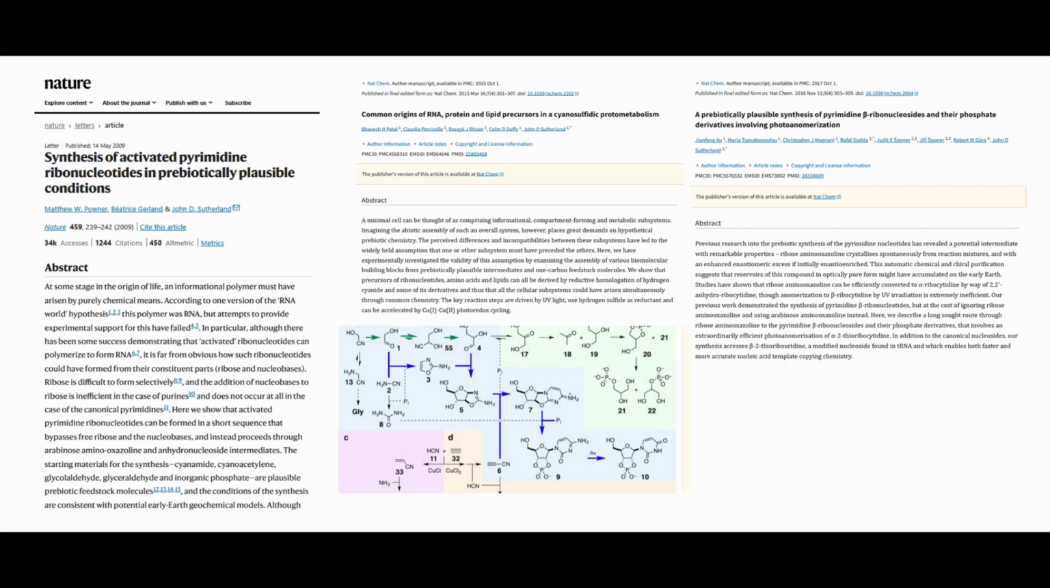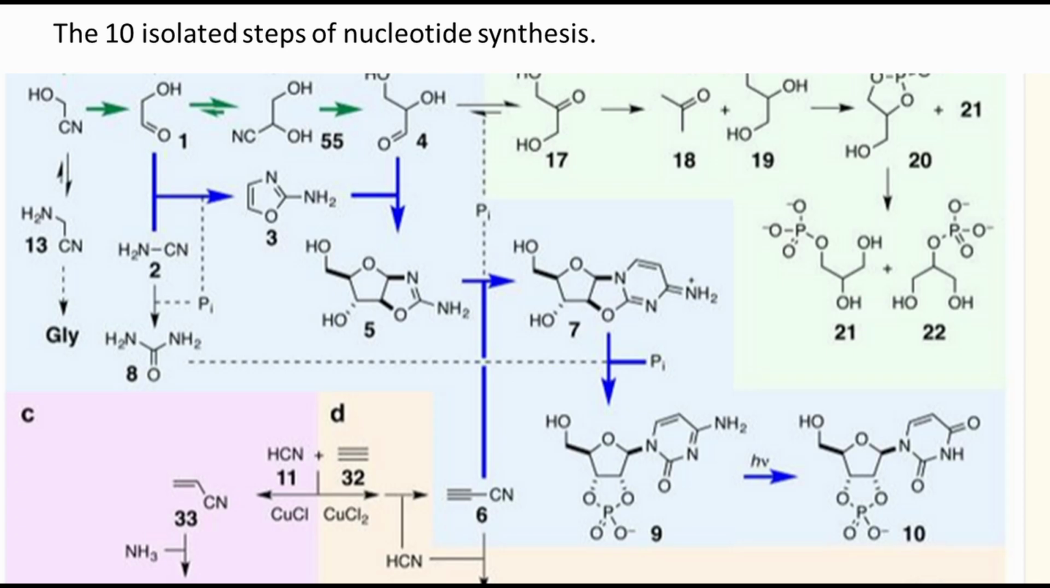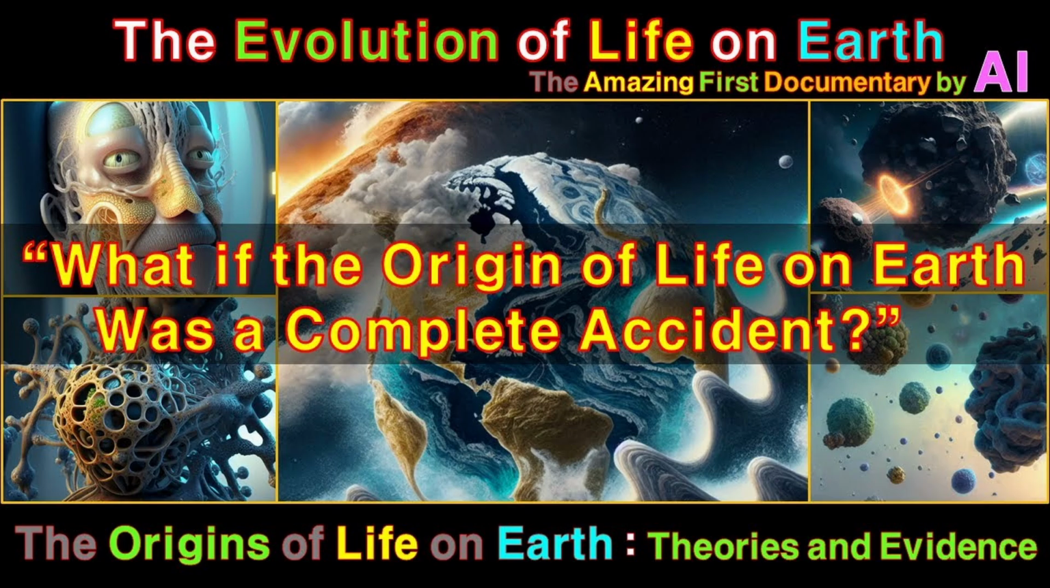I read through Sutherland's scientific papers on the origins of nucleotides. It is impressive that Sutherland found a natural path to nucleotide formation. I'm disappointed that the pathway requires so many unusual and isolated steps. I want to know how life originated, and I am frustrated that science is so far from finding an answer to my questions.